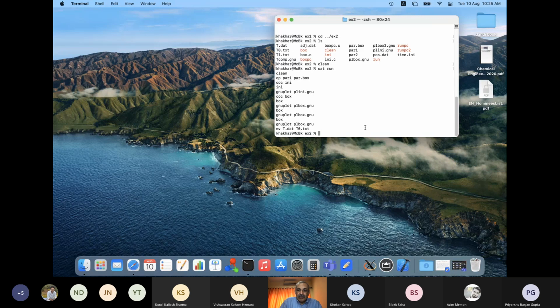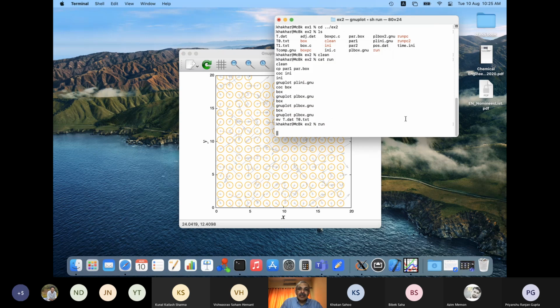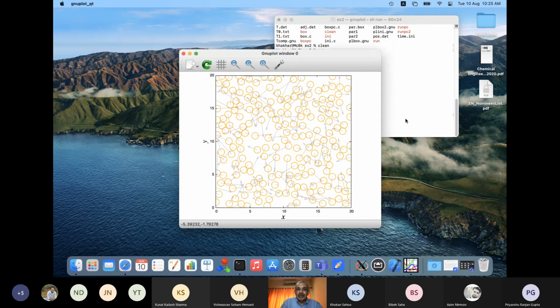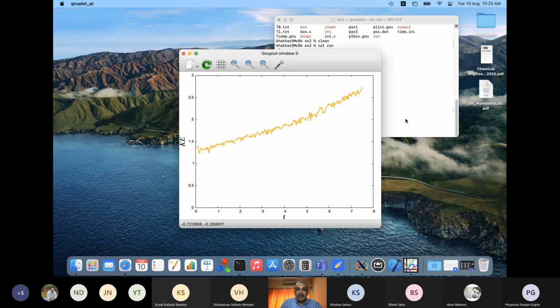So if I just do this, remember, this is exactly like what we did for example 2. This is the velocities after a certain collision time, and this is how the kinetic energy changes.